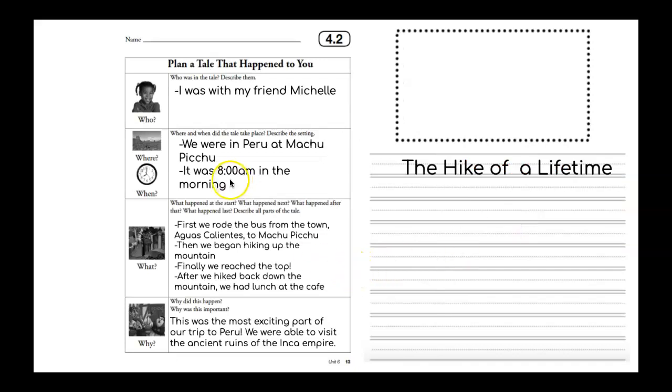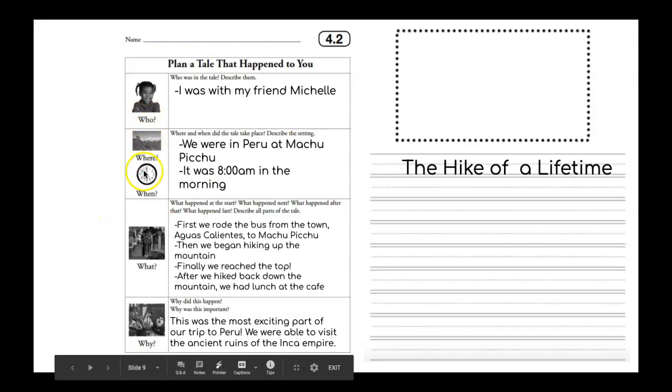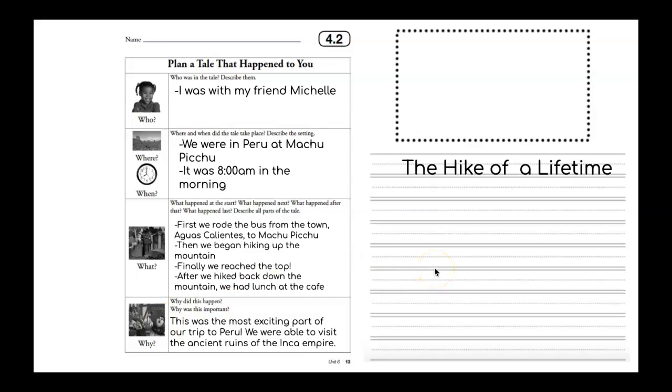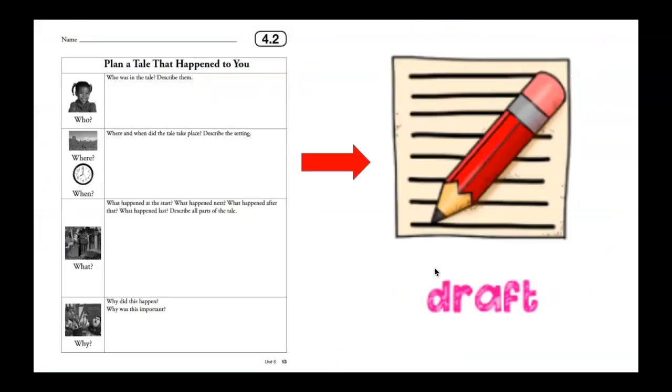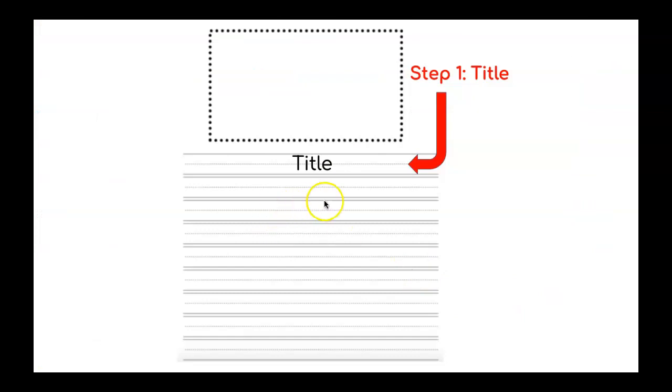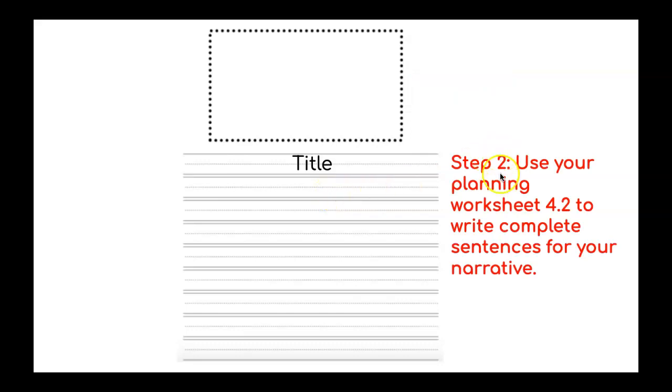So here I have my planning worksheet, and here I have my paper with my title. So let me go over my planning worksheet. Yours is going to look different because it's about your story, it's what happened to you. This is what I chose to write about. You need to make sure that you have every single part of your planning worksheet complete before you start writing. So again, let's just go back for a moment. Step 1 is to create your title. Step 2 is to use your planning worksheet 4.2 to write complete sentences.